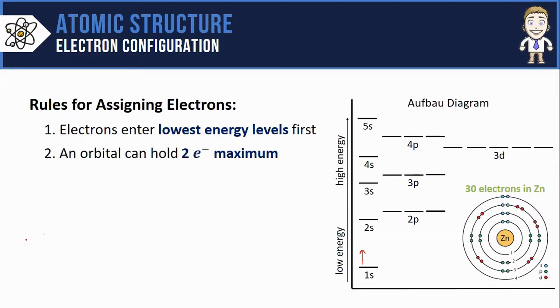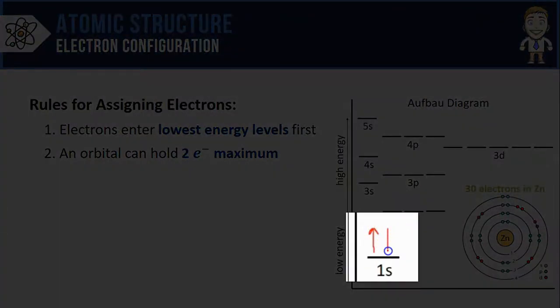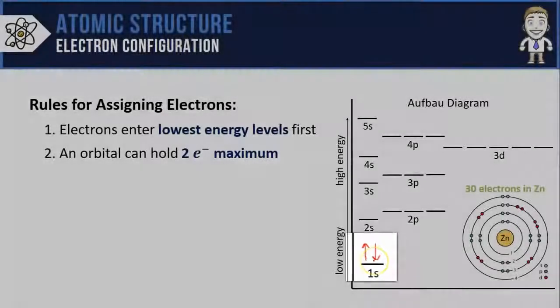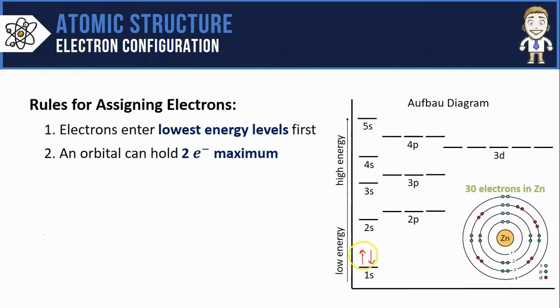The next rule tells us that an orbital can hold 2 electrons maximum. That means my 1s orbital that already has an electron can take one more. Notice the second arrow to represent the second electron is pointing down. Within an orbital, of the electron pair, one will always be spin up, the second will always be spin down. Now that this 1s orbital is full, I can start moving up the Aufbau diagram to the next lowest energy level orbital. That's the 2s, with 1 electron spin up, 1 electron spin down. Now it's full. I move up to the next set of orbitals, the 2p's.